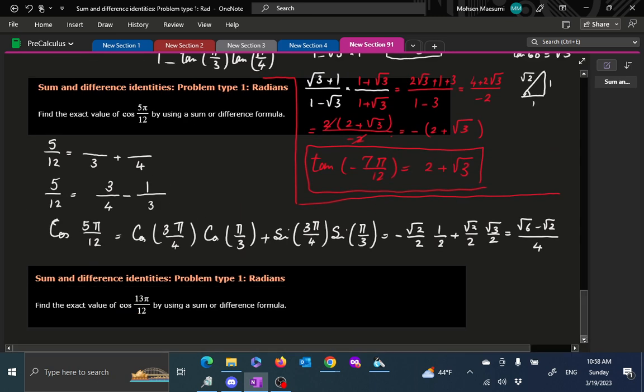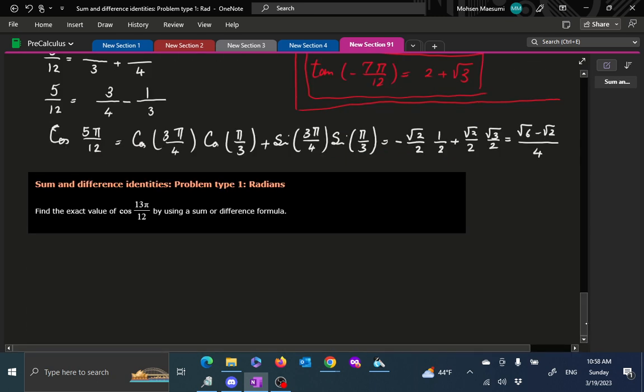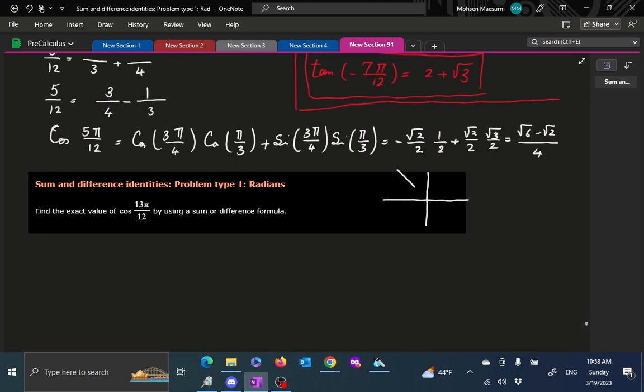So how do we use reflection identities? For example, in this problem, again, we have 3 pi over 4. 3 pi over 4 is an angle in the second quadrant. I'll do a reflection in the y-axis. So we get this comfortable angle. This is pi over 4.